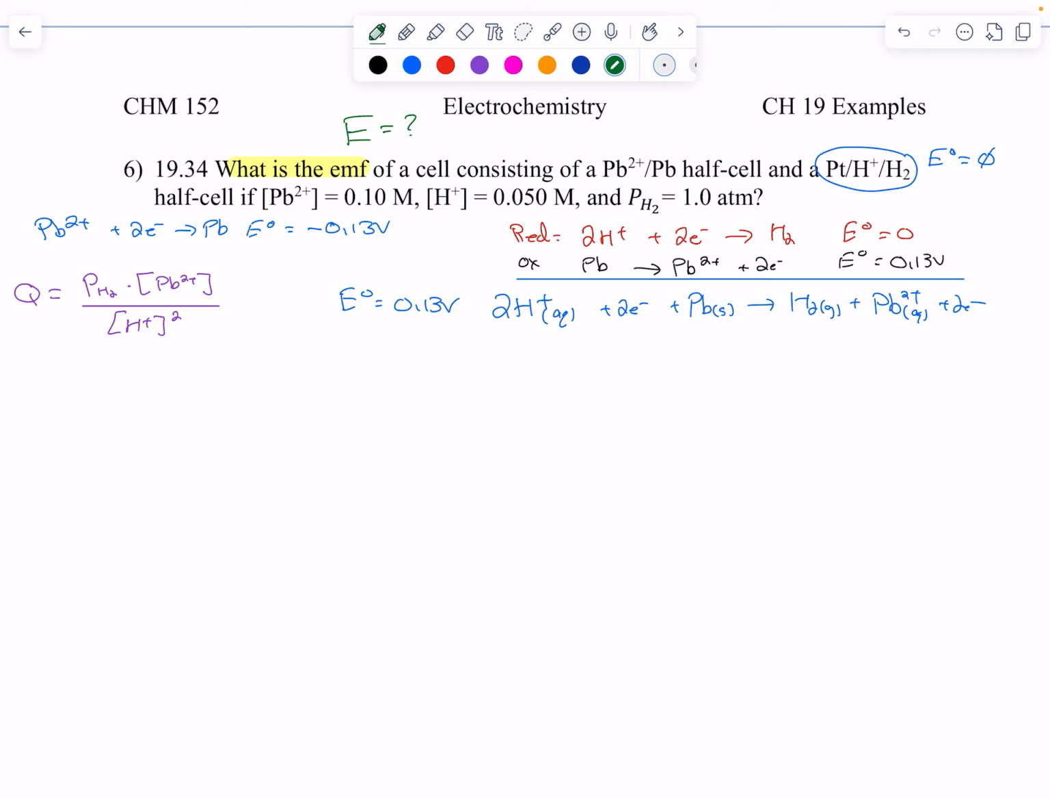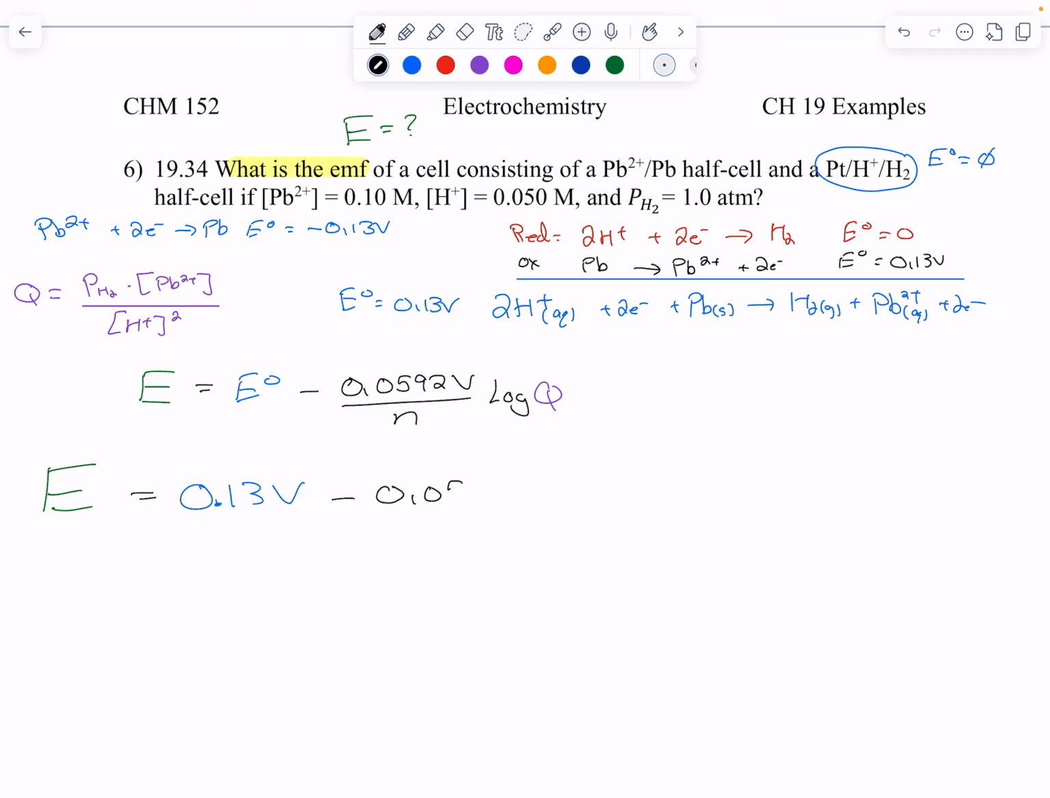All right, Nernst equation: E equals E standard minus, again assuming we're at 25 degrees Celsius, 0.0592 volts over n, log of Q. All right, E equals 0.13 volts minus 0.0592 volts all over n, which is 2, log of what here? Let's put everything in.